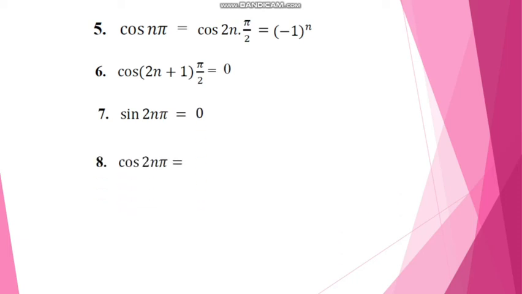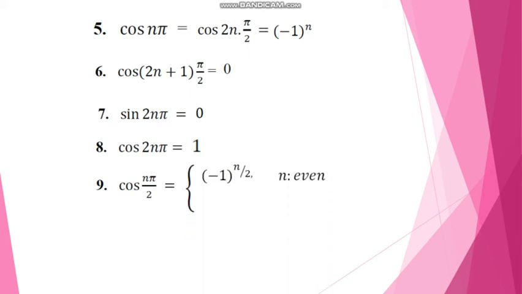Next one, cosine 2n pi. For instance, if we take n equal to 0, cosine 0 is 1. So cosine 2 pi, cosine 4 pi, all these values equal 1, of course. Next one, cosine n pi by 2, based on the index n, it has two values based on the nature of even and odd. The first one, when n is even, it has (negative 1) power n upon 2. When n is odd, its value is 0 itself.